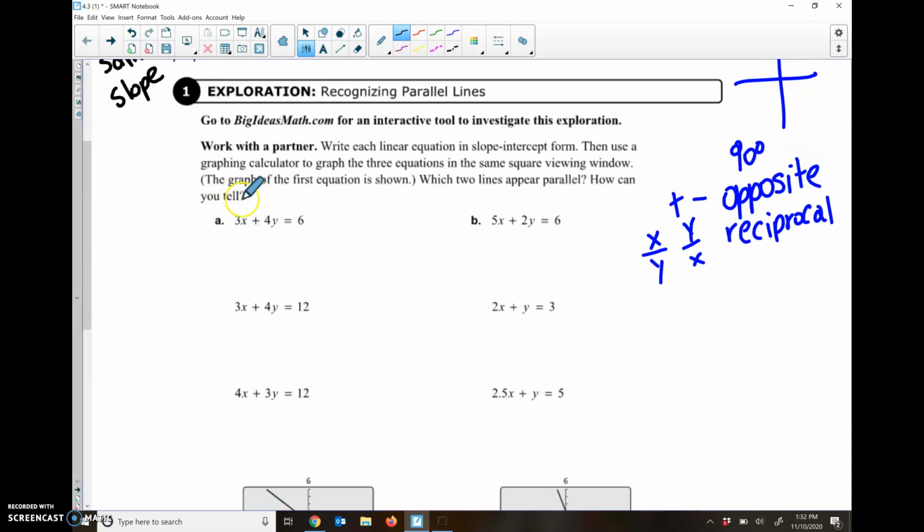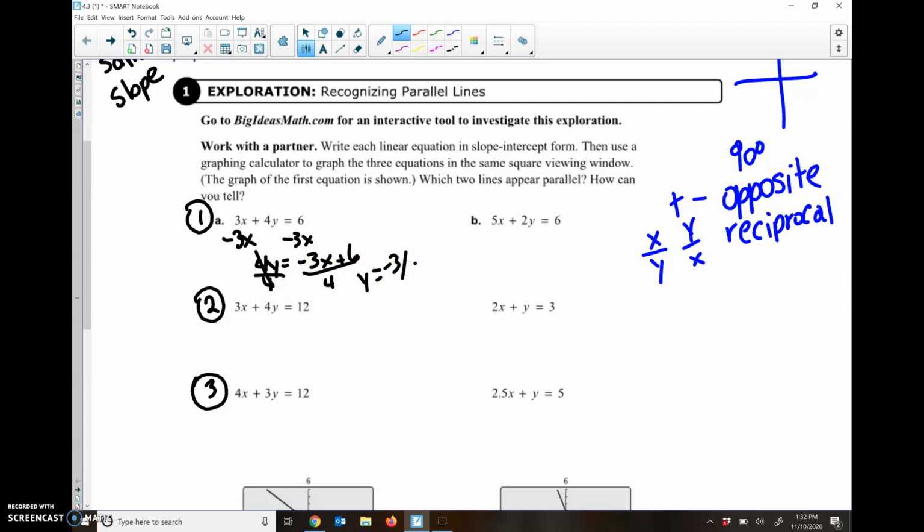So first, we have three lines here. And we're going to just figure out what the slope is and see which ones are parallel. So let's just call this line 1, line 2, and line 3. Okay, so two of them are going to be parallel to each other. So let's make them say y equals, so it's a little easier to see the slope. So I'm going to subtract 3x from both sides. So then I get 4y equals negative 3x plus 6. I'm going to divide both sides by 4. So then I get y equals negative 3/4 x plus 6 over 4, which is the same as 3 over 2. Okay, so our slope on this first one is negative 3/4.